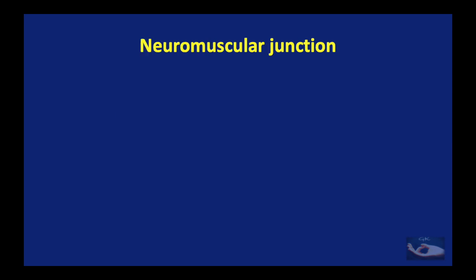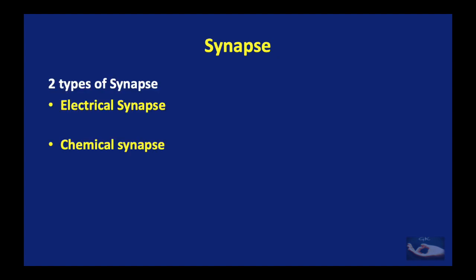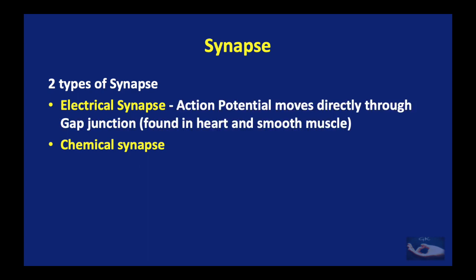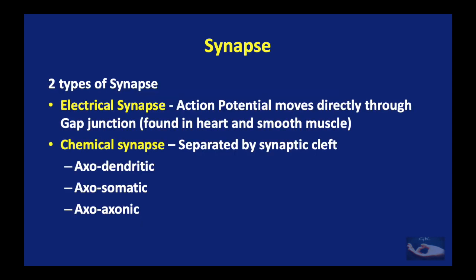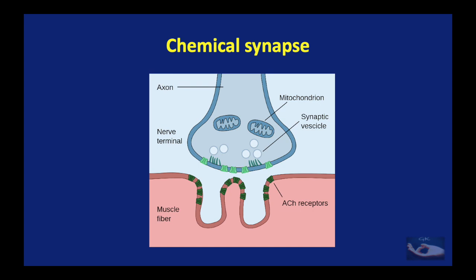As far as the motor nerves are concerned, the action potential traveling along the axon reaches the neuromuscular junction. Generally, there are two types of synapse, the electrical synapse and the chemical synapse. In the electrical synapse, the action potential moves directly through what is known as a gap junction. This is usually found in the heart and smooth muscle. The second type of synapse is the chemical synapse, where it is separated by a synaptic cleft. This synapse could be axodendritic, axosomatic or axoaxonic.